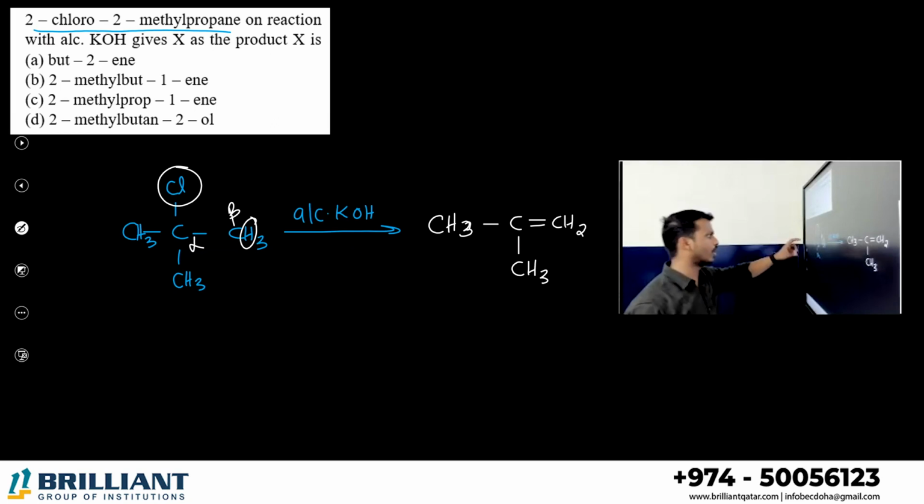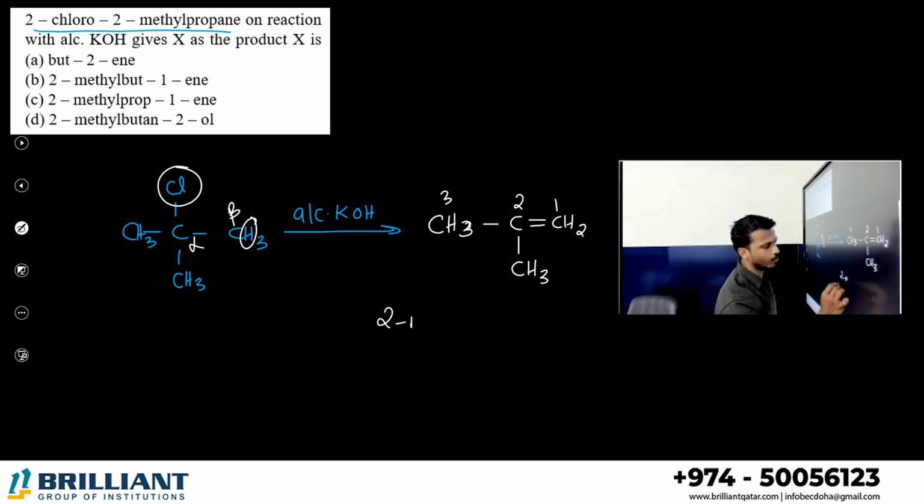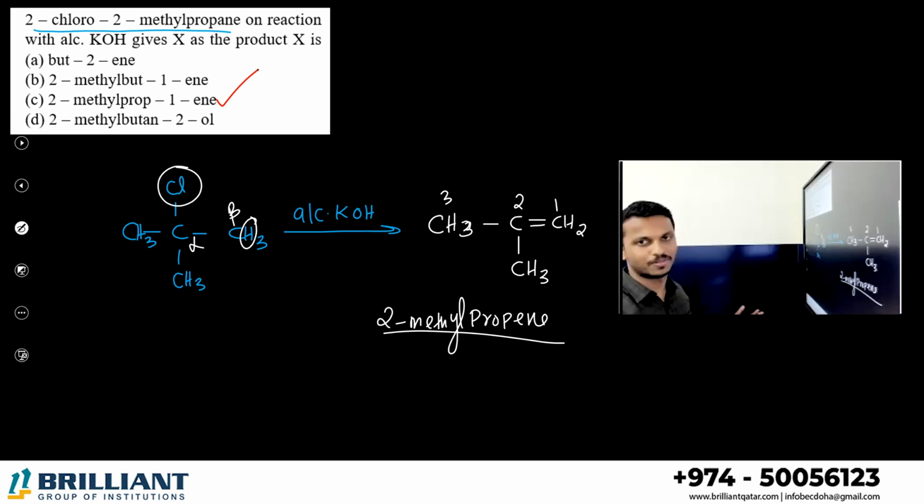Okay, chlorine removed, hydrogen removed, double bond. What is the name of this compound? 1, 2, 3. Second position methyl group, therefore 2-methyl propene. 2-methyl propene is the major one. Answer is what? 2-methyl propene, option C. Right? Very simple reaction. They can be made into MCQ test.